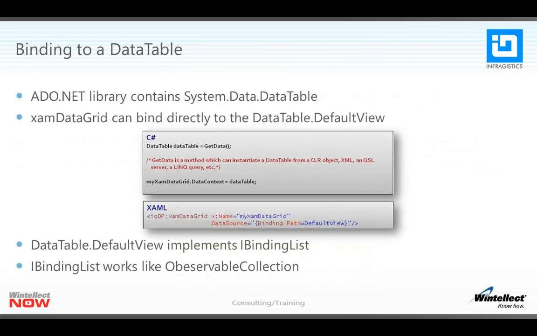The ADO.NET library contains System.Data.DataTable. DataTable works well for storing a table of data. XAMPP Data Grid can bind directly to a data table's default view property. The code and XAML samples on the slide illustrate this approach. The object returned by the default view property implements IBindingList, which works similar to observable collection.